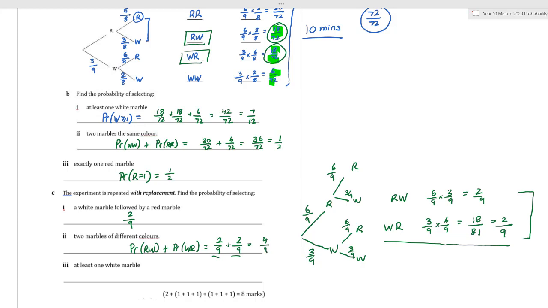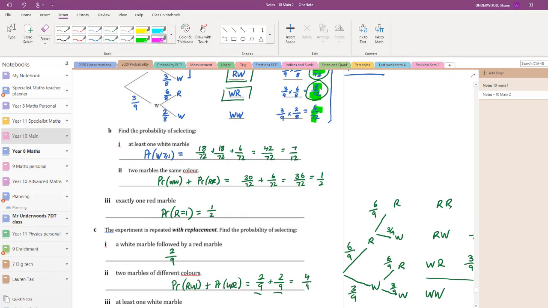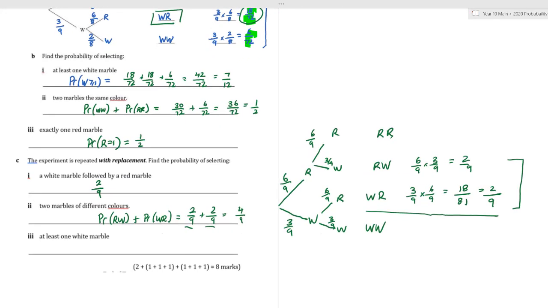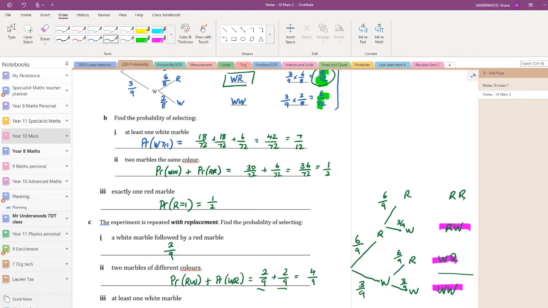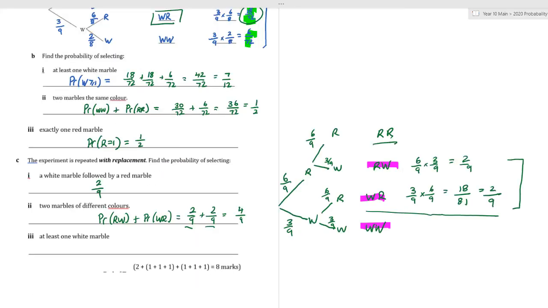And finally, at least one white marble. Now, just quickly, if at least one white marble, what we can do is we've got red, red, and we've got white, white. Can I just say that here's a little hint, which is going to save you some time. At least one white marble. Well, this one contains at least one white marble. So does this. So does this. So rather than adding 3 things up, we know that all of this adds to 1. So why don't we work out what the probability of 0 white marbles is, or what's the probability of this, and subtract it from 1. And that means that rather than adding 3 things together, we can just subtract it.